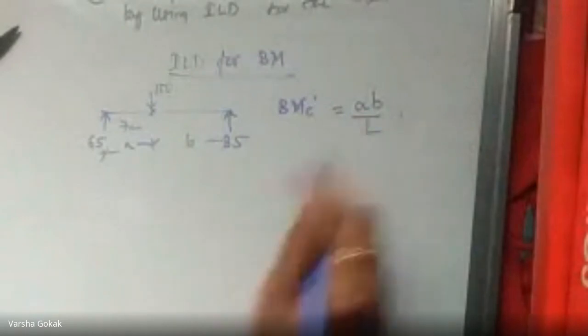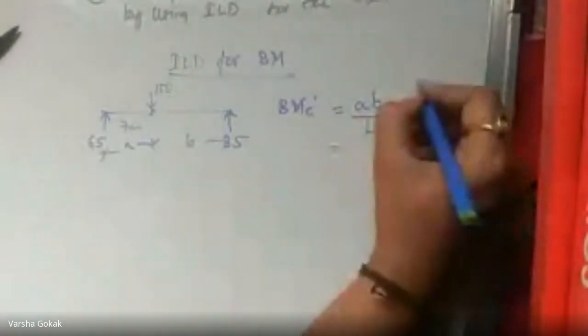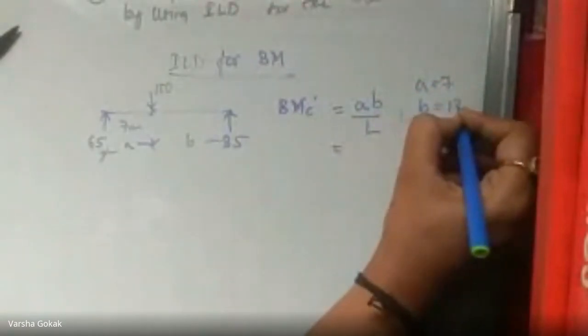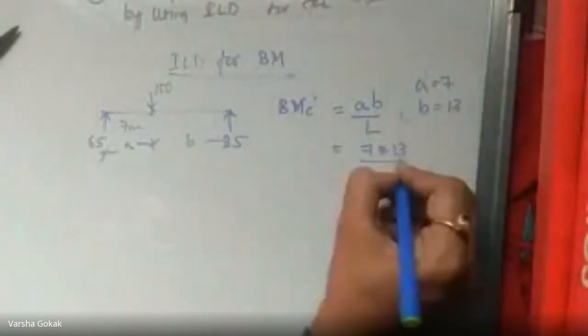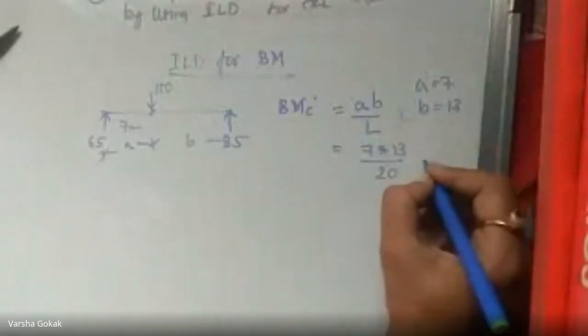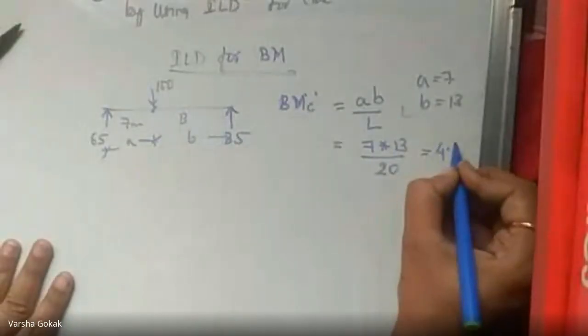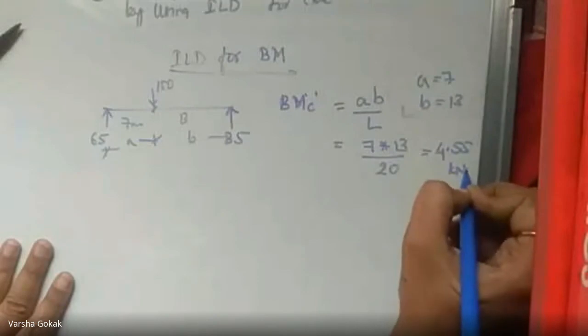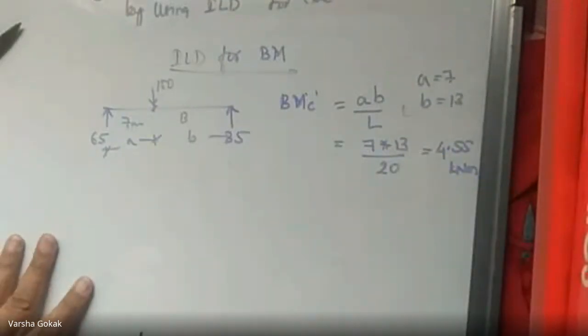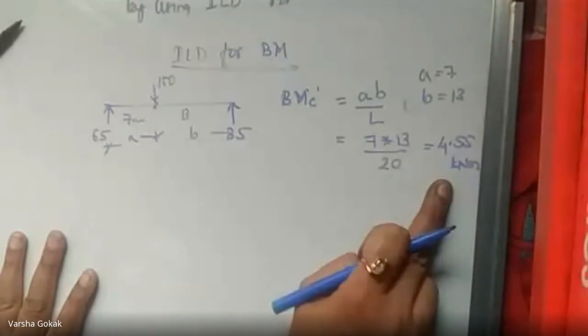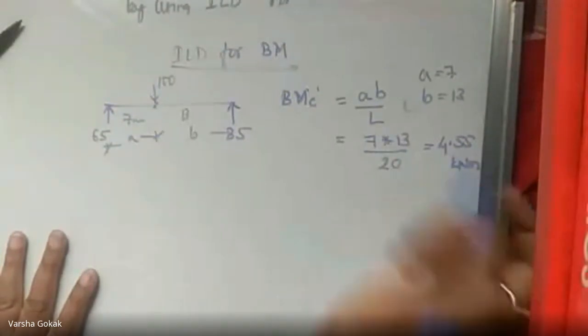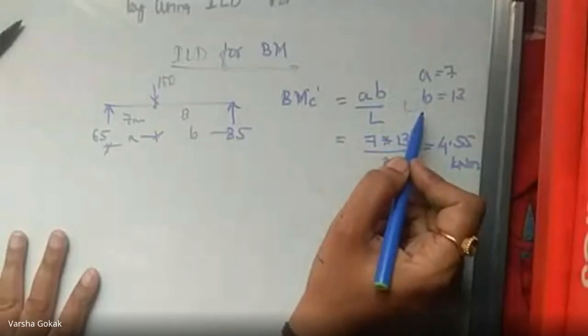So based on this, when I substitute, I know that the A value is 7, the B value is 13. So 7 into 13 divided by 20. What is this value, please? 4.55 kilonewton meter it is. Bending moment is always in kilonewton meter, right? So 4.55 kilonewton meter is with a unit load, WAB, where W equals 1.